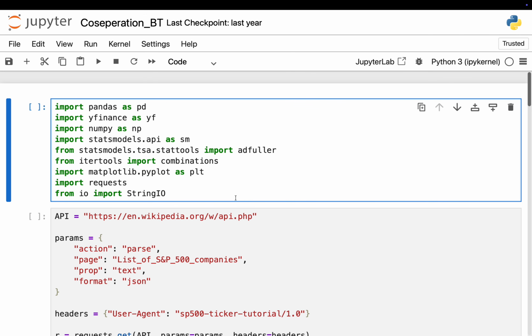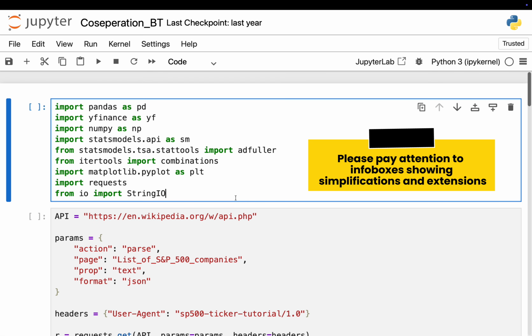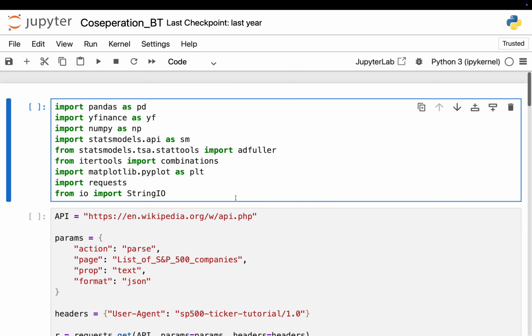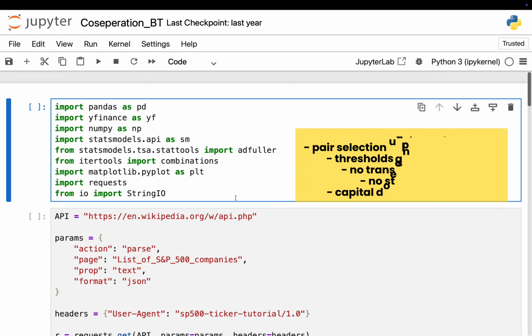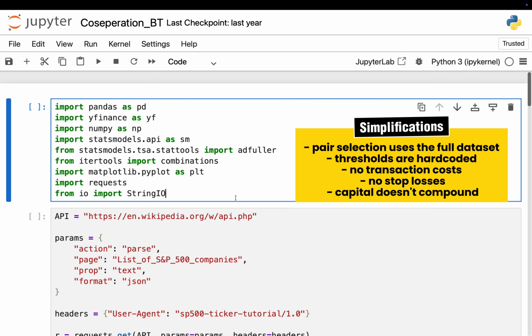We take the co-integrated pairs we found, compute a rolling spread and z-score, generate signals and simulate actual trades. Before we start, this notebook is deliberately simplified to keep the code readable and understandable. There are things missing that a real strategy would need. I'll flag every one as we go with what you do instead. The main ones in a nutshell: pair selection uses the full data set. The thresholds are hard-coded. There are no transaction costs, no stop losses, and the capital doesn't compound.